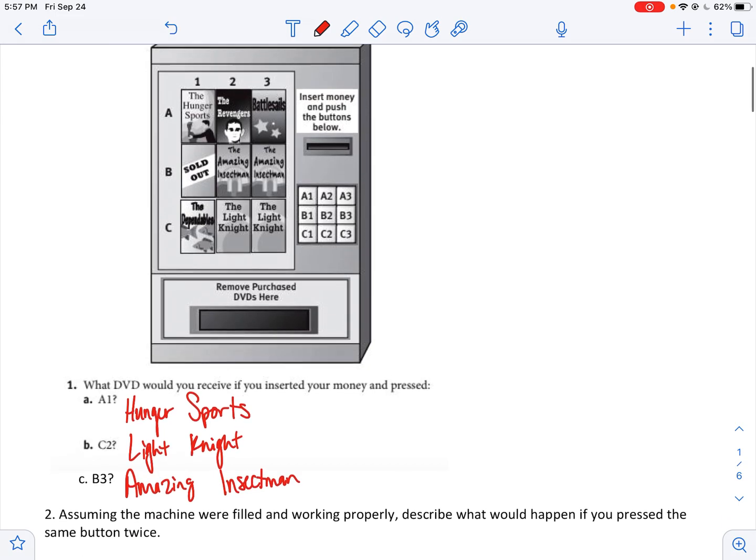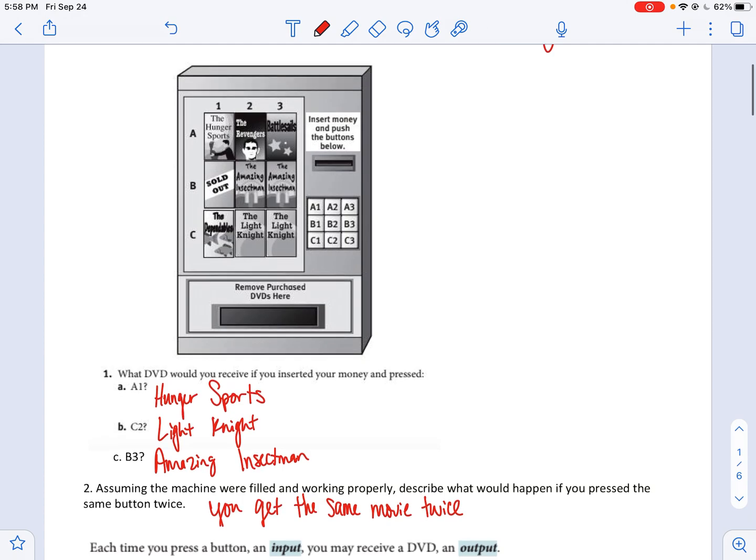So let's assume that this is a good vending machine. It's working, it's stocked properly, all the movies are in the right slots. What would happen if I put in my money and pressed the same button twice in a row? So let's say I put in $5, I hit A2, I get the Revengers. And then I put in $5 more, I hit A2 again. What would happen? Well, I would get the same movie twice, assuming again that it works correctly.